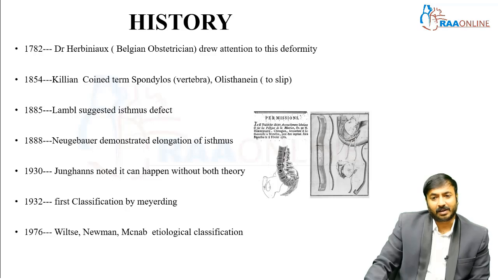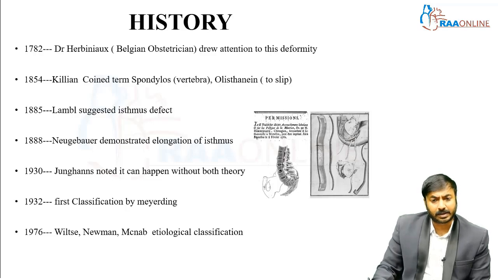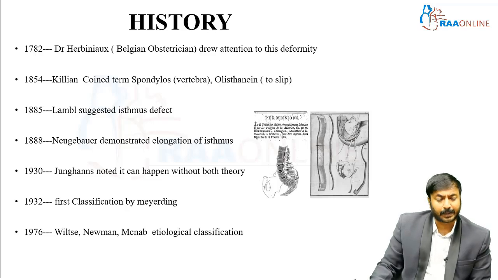Later, a series of cadaveric dissections was done to study further, and it was found that the reason for spondylolisthesis was the isthmus defect. Further on, scientists proved that it is not the defect but the elongation of the isthmus which is the reason for the spondylolisthesis. Later in 1930, with the invent of X-ray, a lot of X-rays were taken, and they noted that listhesis also occurs without an isthmus defect, without a pars fracture, with a higher frequency.